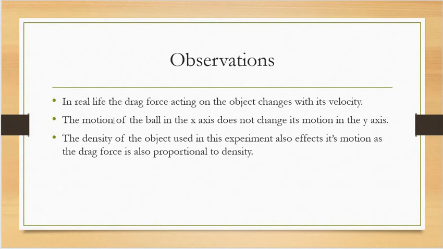The motion of the ball in the x-axis also does not affect its motion in the y-axis, and this is observed by throwing a ball straight down and by throwing a ball with a certain velocity in the x direction. In both these cases, we observe that the ball will reach the ground at the same time.